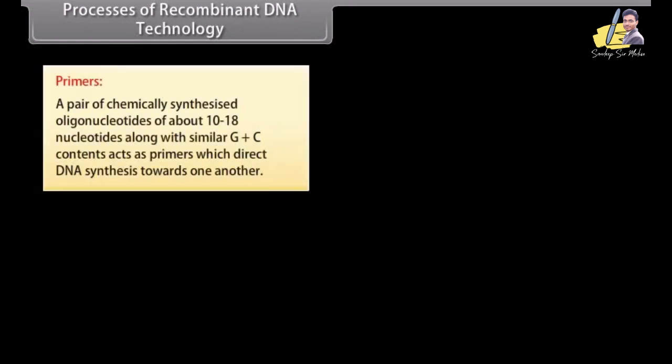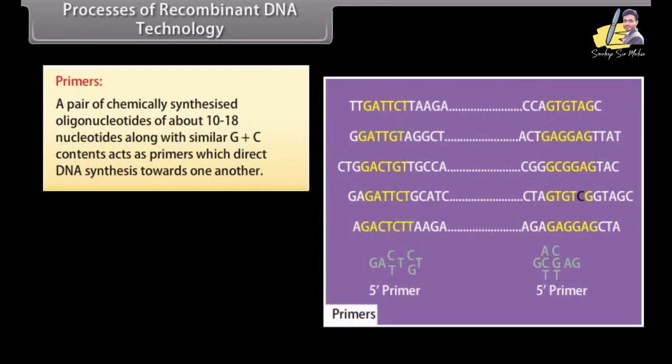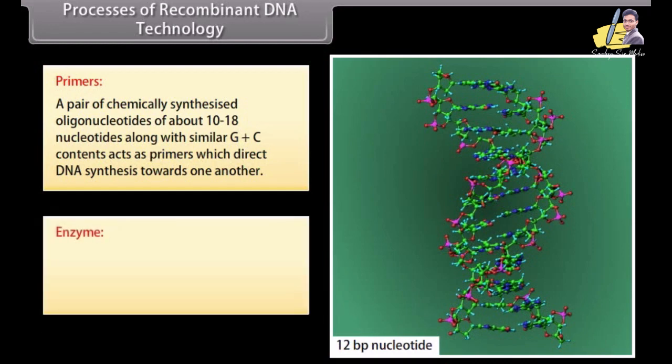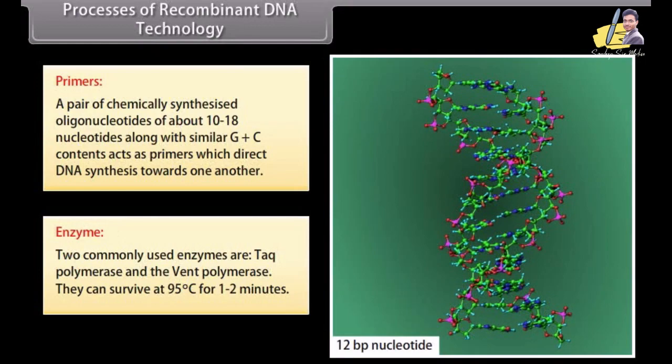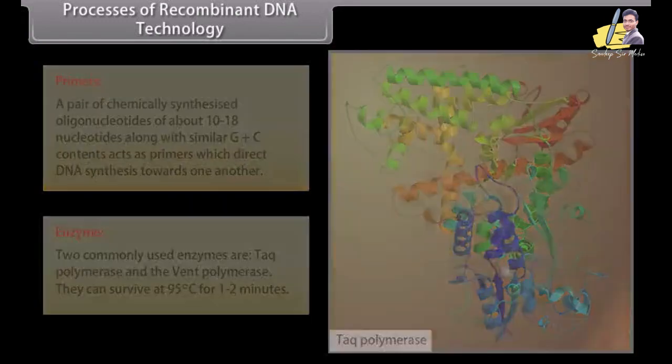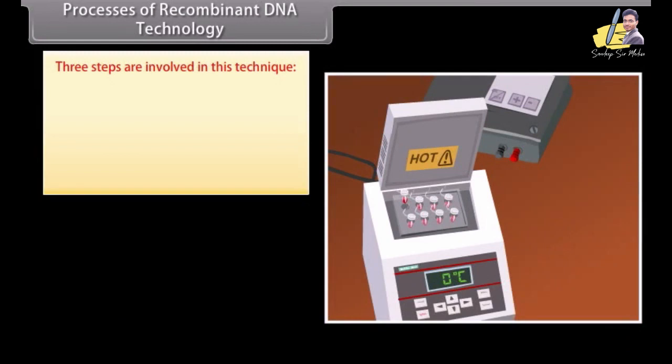Primers, a pair of chemically synthesized oligonucleotides of about 10 to 18 nucleotides along with similar G plus C contents, act as primers and direct DNA synthesis towards one another. Enzyme. Two commonly used enzymes are Taq polymerase and the Vent polymerase. They can survive at 95 degrees Celsius for 1 to 2 minutes. Three steps are involved in this technique.